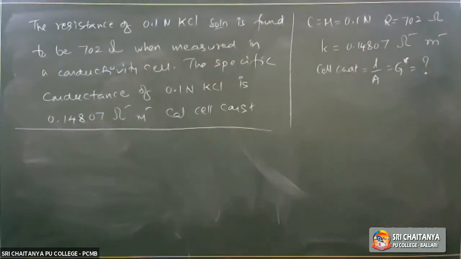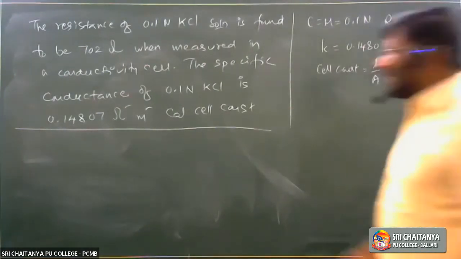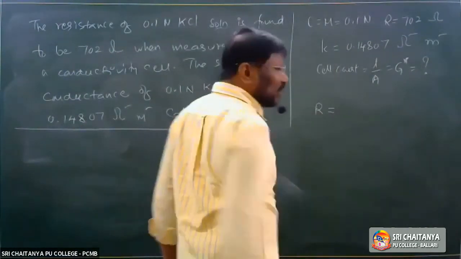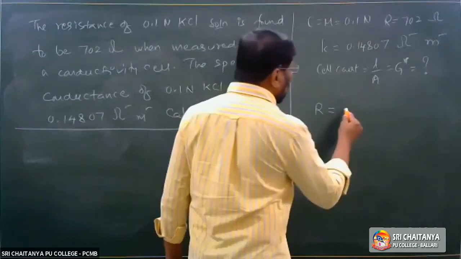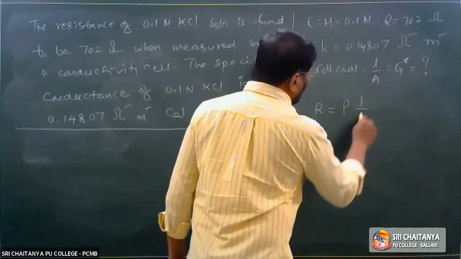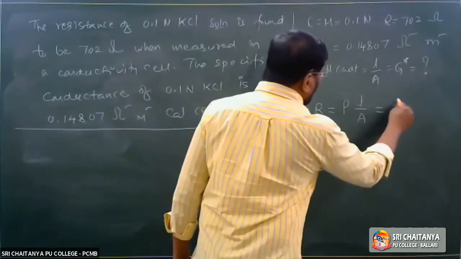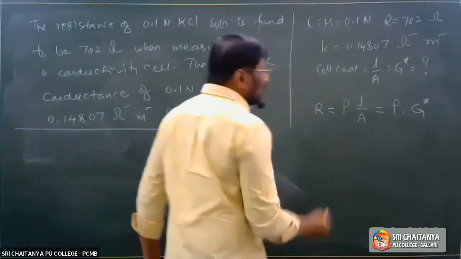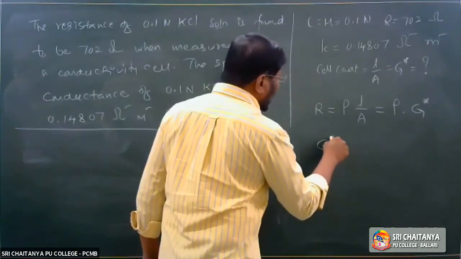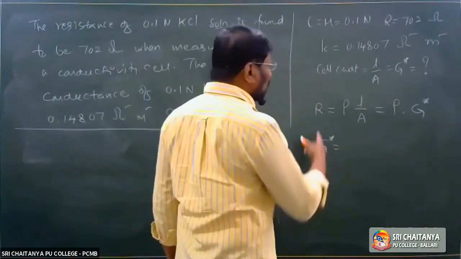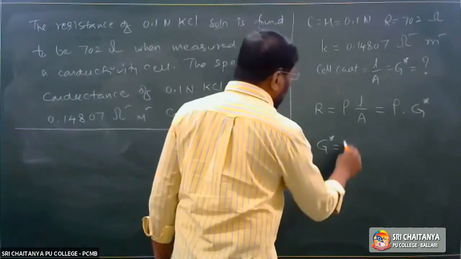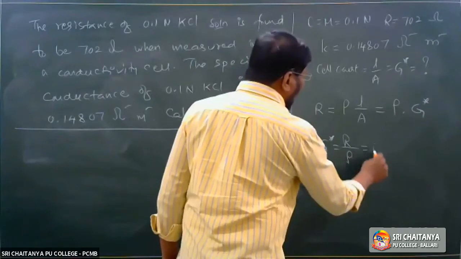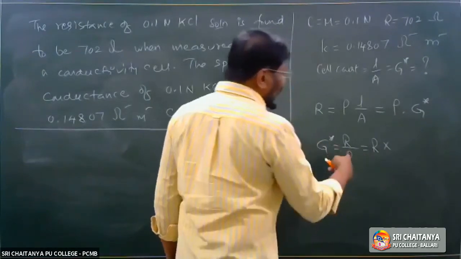So direct problem. Almost all direct problems. So what is the formula? Resistance is equal to rho L by A. Otherwise, rho L by A means G star. Is it not? So therefore, we want G star. So G star is equal to R divided by rho. Okay. Otherwise, R into 1 by rho.